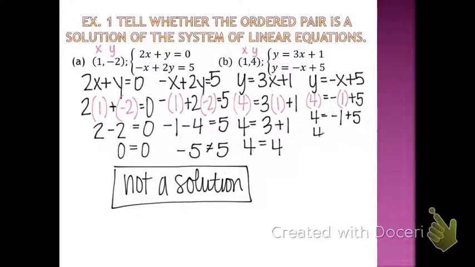And now we do the math. What is -1 plus 5? 4. Is that a true statement? Yes. So it made both statements true. So is it a solution? Yes. It is. So we're going to write solution. Since we wrote not a solution on the other one, we're going to write solution on this one.